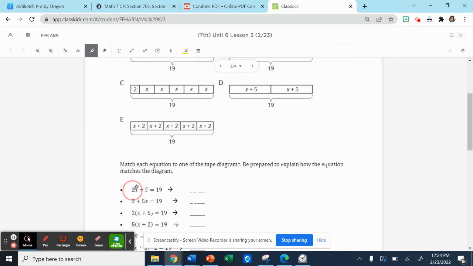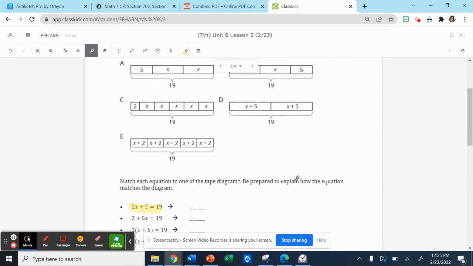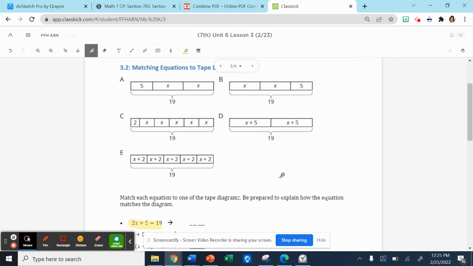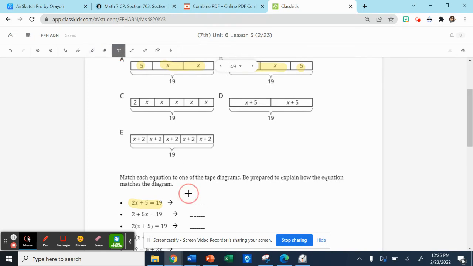If I have the equation 2x plus 5 equals 19, I know that I'm looking for 2 x's plus a 5 for a total of 19. In my choices, I can see 2 options where I have 2 groups of x and a group of 5. In option A, I have 2 groups of x plus a 5, and in option B, I have 2 groups of x plus a 5. That means that either option A or B could represent 2x plus 5.